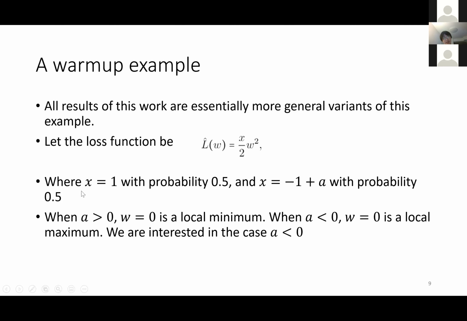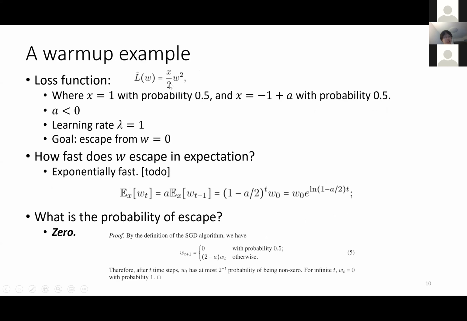X obeys this distribution, where X equals 1 with probability 0.5 and X equals -1 plus A with probability 0.5. When A is greater than 0, W equal to 0 is a local minimum. Very simple. And when A is smaller than 0, W equal to 0 is a local maximum. We are interested in this case, where A is smaller than 0. So here's the loss function. And in this warm-up example, we let the learning rate be 1. The goal is to escape from the saddle point, W equal to 0.